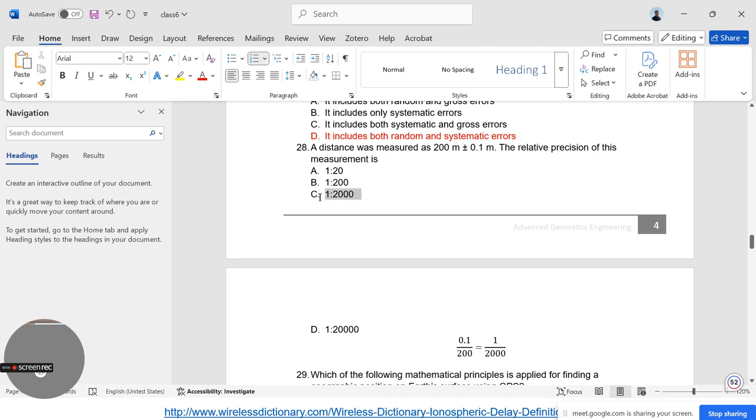But if I change this question so that, instead of meter, I just write centimeter here, so in 200 meter you are having an error of plus or minus 0.1 centimeter. So first of all, you have to correct the units. You have to convert both into meters, and then you have to solve these questions.